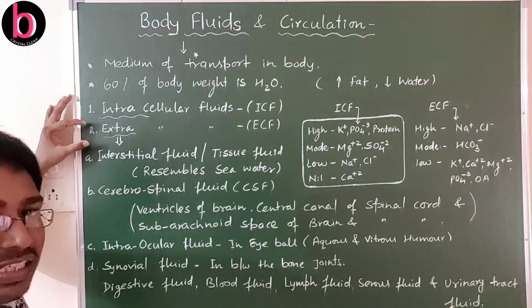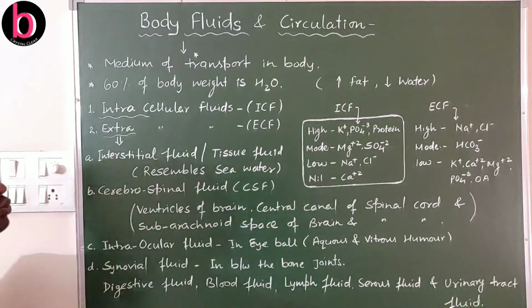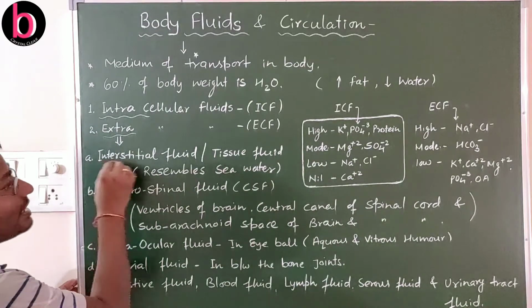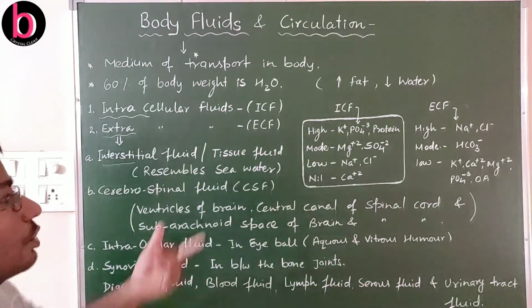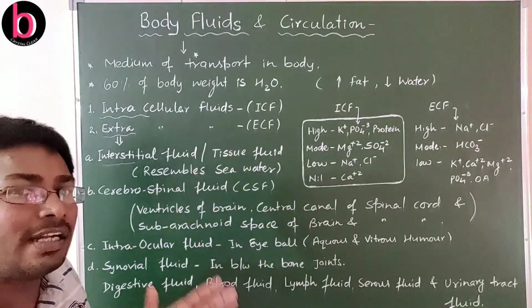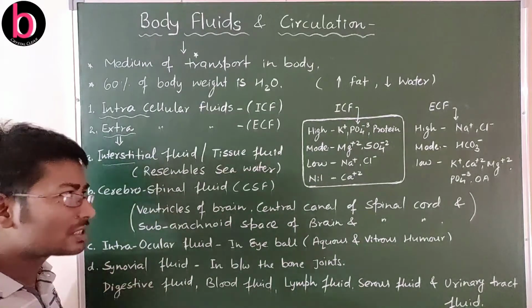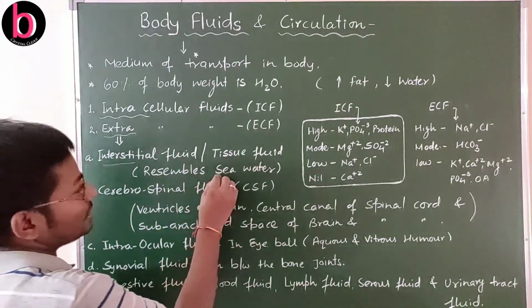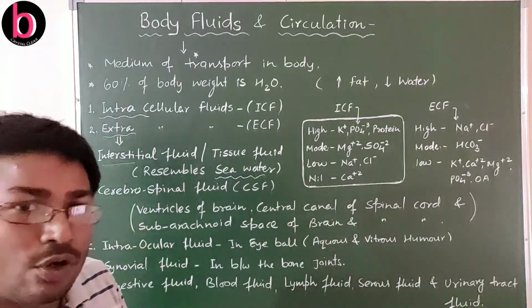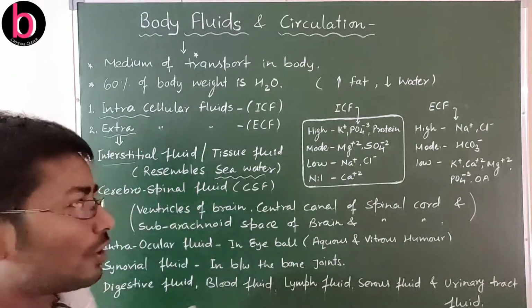Now about extracellular fluid, there are so many types of fluid. First, given here, is interstitial fluid, also known as tissue fluid or body fluid. Where is this present? It is present in between the cells, and in composition it is very similar to sea water. It is given here as resembling sea water.